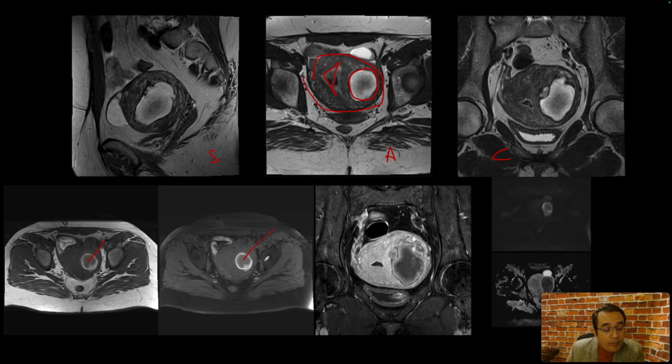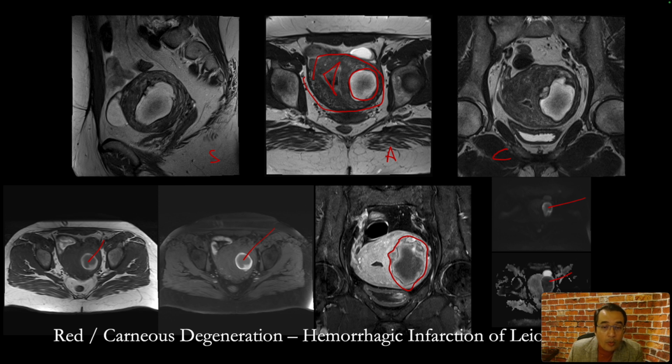Here is the T1 axial fat saturated image, and here is the contrast enhanced image. So this finding, there is some restricted diffusion here peripherally in this lesion, and all of these findings are consistent with hemorrhage inside a fibroid, and this is called red or carneous degeneration from hemorrhagic infarction of a leiomyoma.